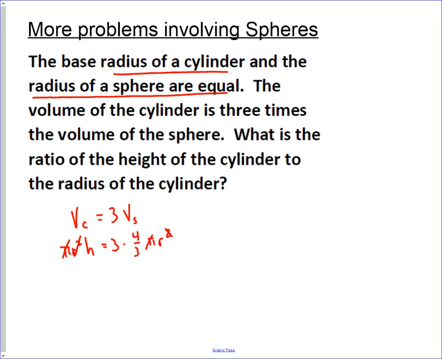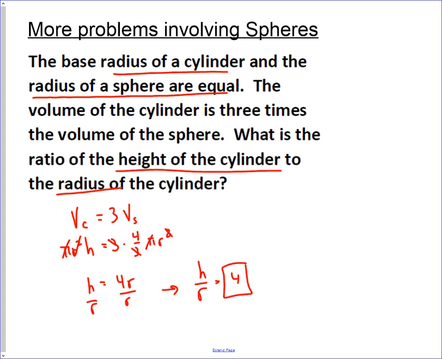And then 3 times 3 equals 4. And so you end up with h equals 4r. And you want to know what is the ratio of the height of the cylinder to the radius of the cylinder. Well, just divide both sides by r, and you get exactly what you want, h over r, the ratio of the height to the radius, and that equals 4. So the correct answer is the height is 4 times the radius in this given scenario.